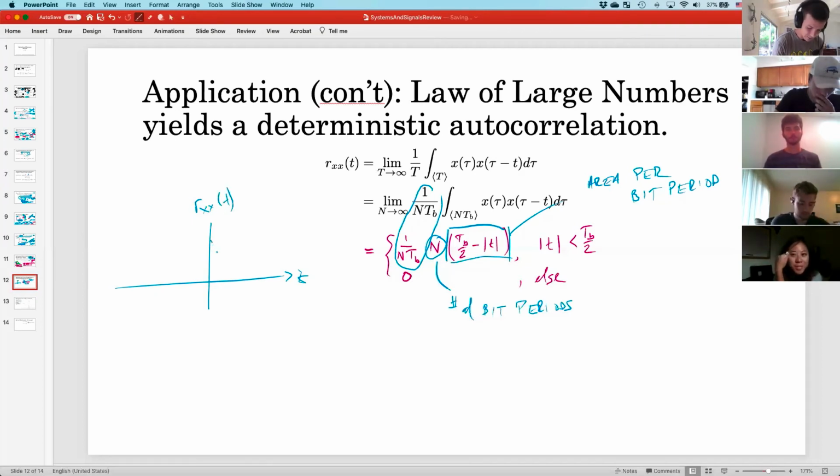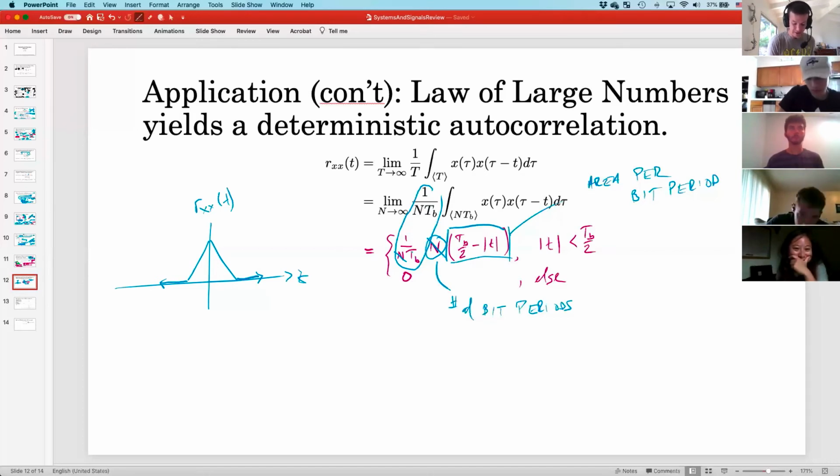And I have a question. Go for it. Sorry if this sounds dumb, but how is it that those two ends don't cancel out for number of bit periods? They absolutely do, right? I'm counting on it. Okay. Yeah. Okay, cool. Thanks.